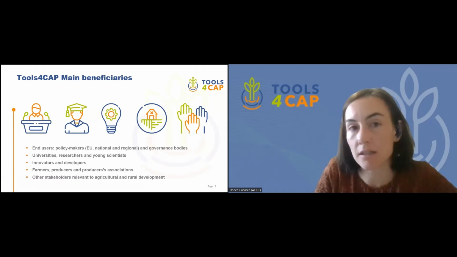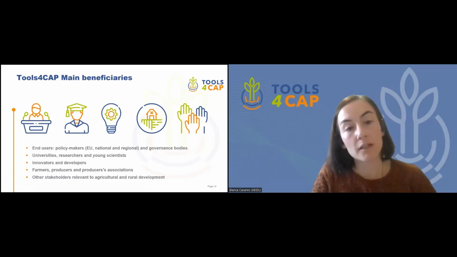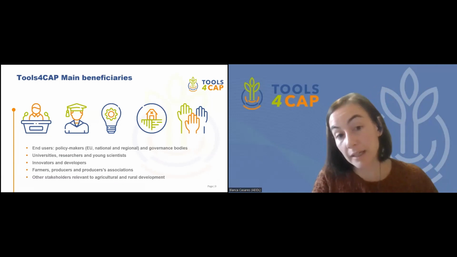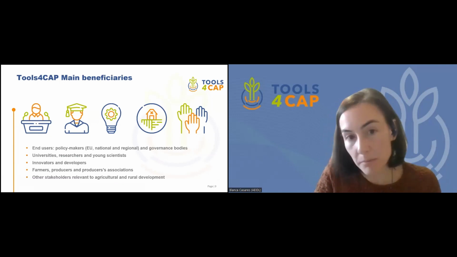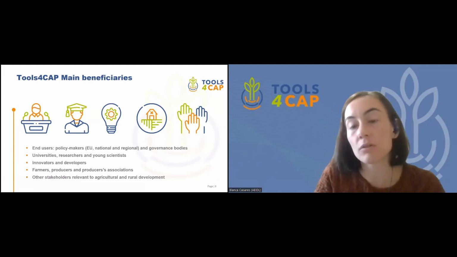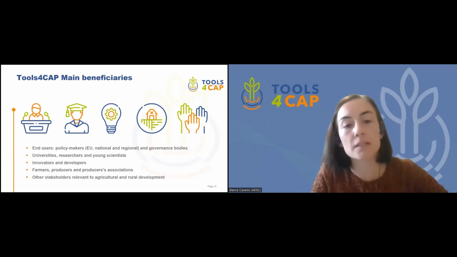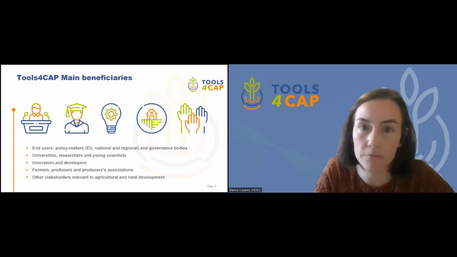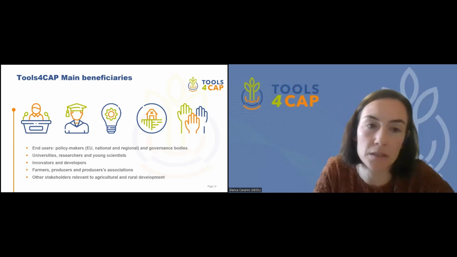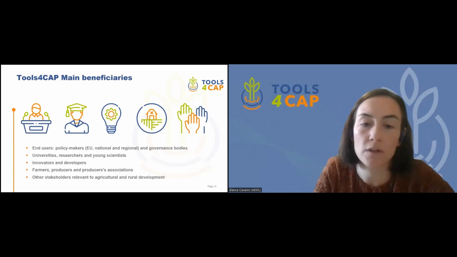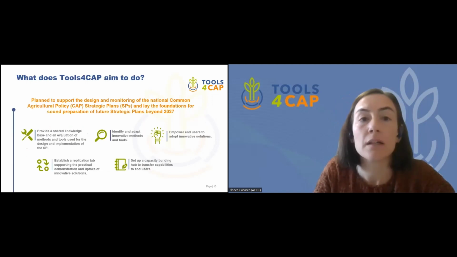And as was said before, this project targets end users, and we understand policymakers at all levels, and also government bodies, managing authorities, paying agencies, and so on, involved in the CAP strategic plan, but also universities, researchers, innovators and developers, farmers, producers. We have some of them among the participants, and other stakeholders relevant to agriculture and rural development.